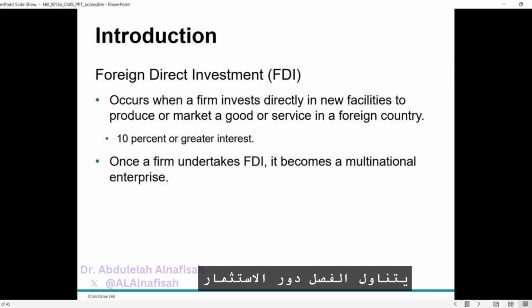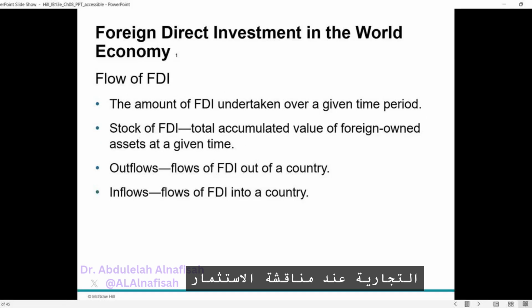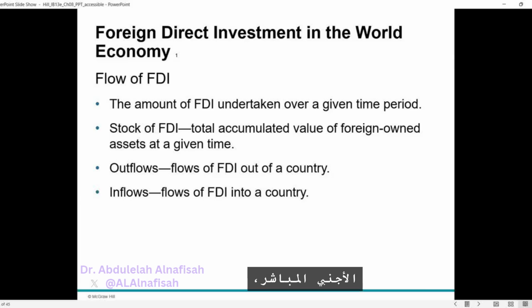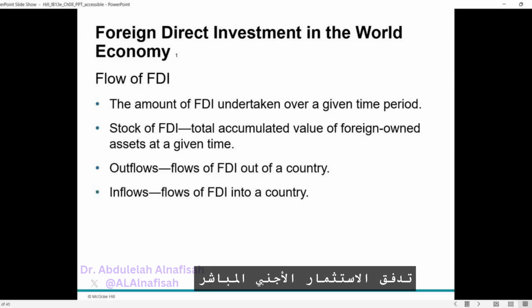The chapter covers FDI's role in the global economy, theoretical explanations, government policies on FDI, and its business implications. When discussing foreign direct investment, it's essential to differentiate between two key concepts. Flow of FDI. This represents the amount of FDI undertaken over a specific time period, typically measured annually. It indicates how much new investment is being made in foreign markets.